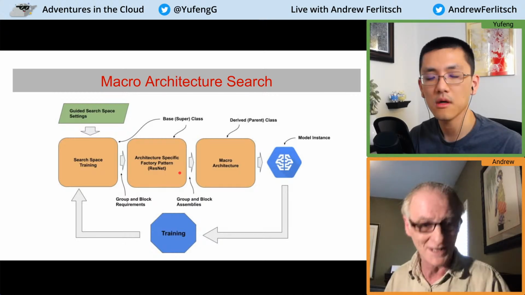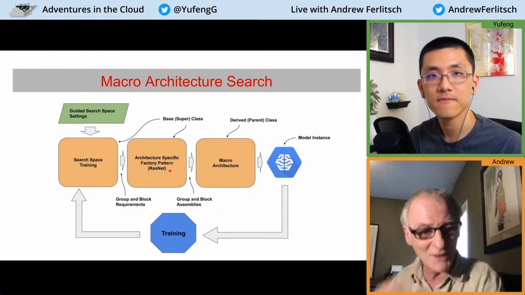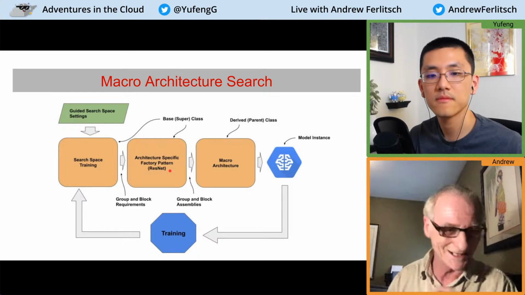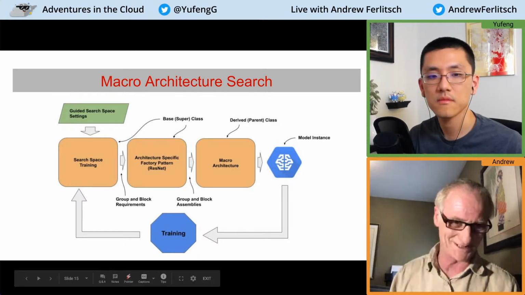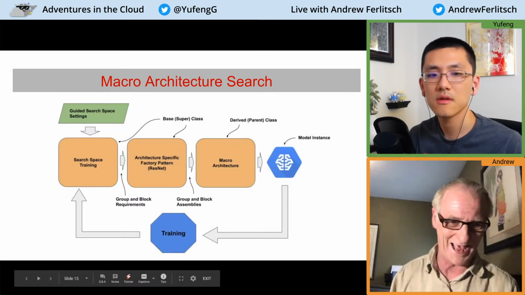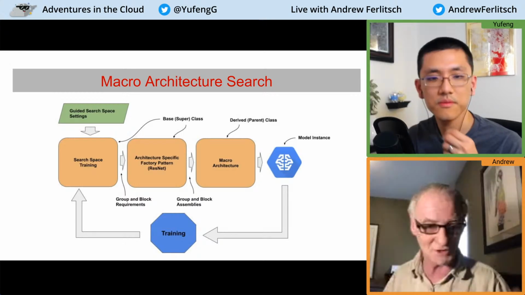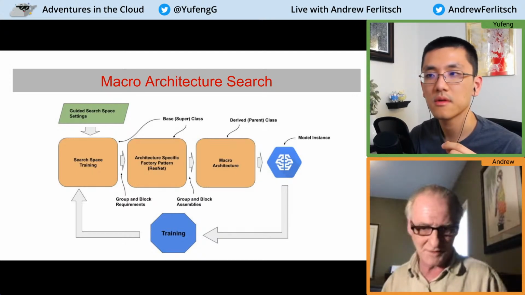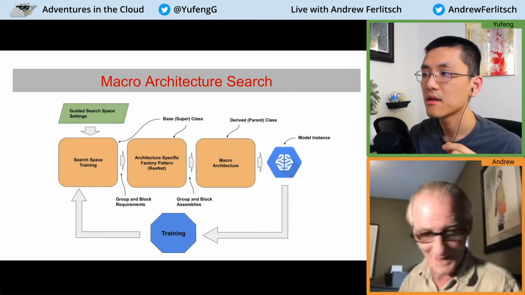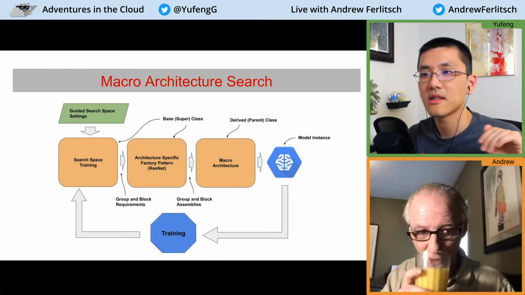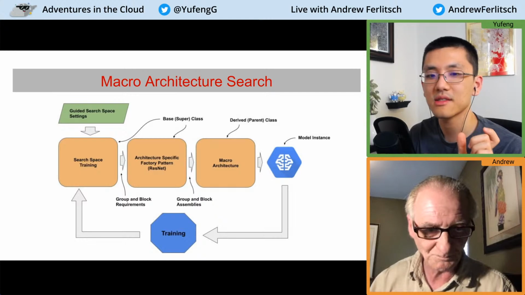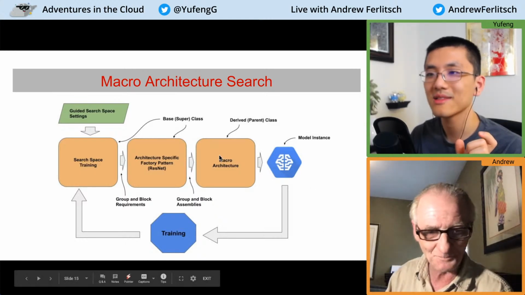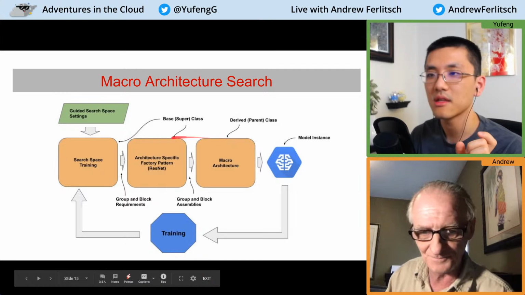The search space is really giving a requirement to the factory design pattern. On the feedback, the search space makes a decision on the next requirements to give to the factory pattern.